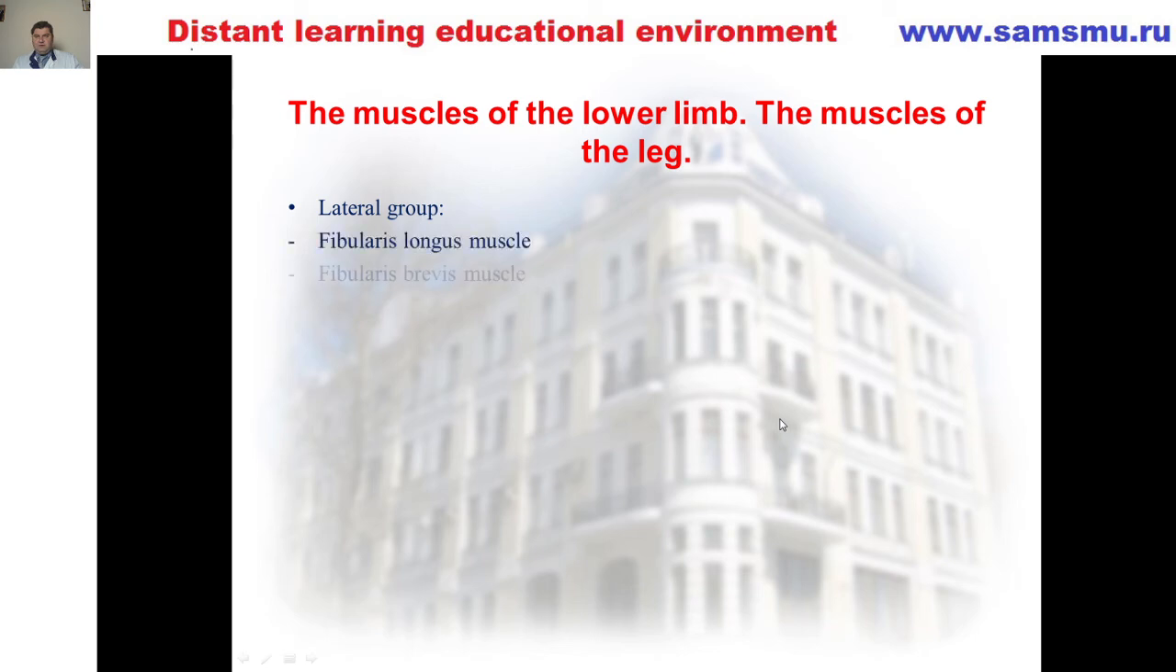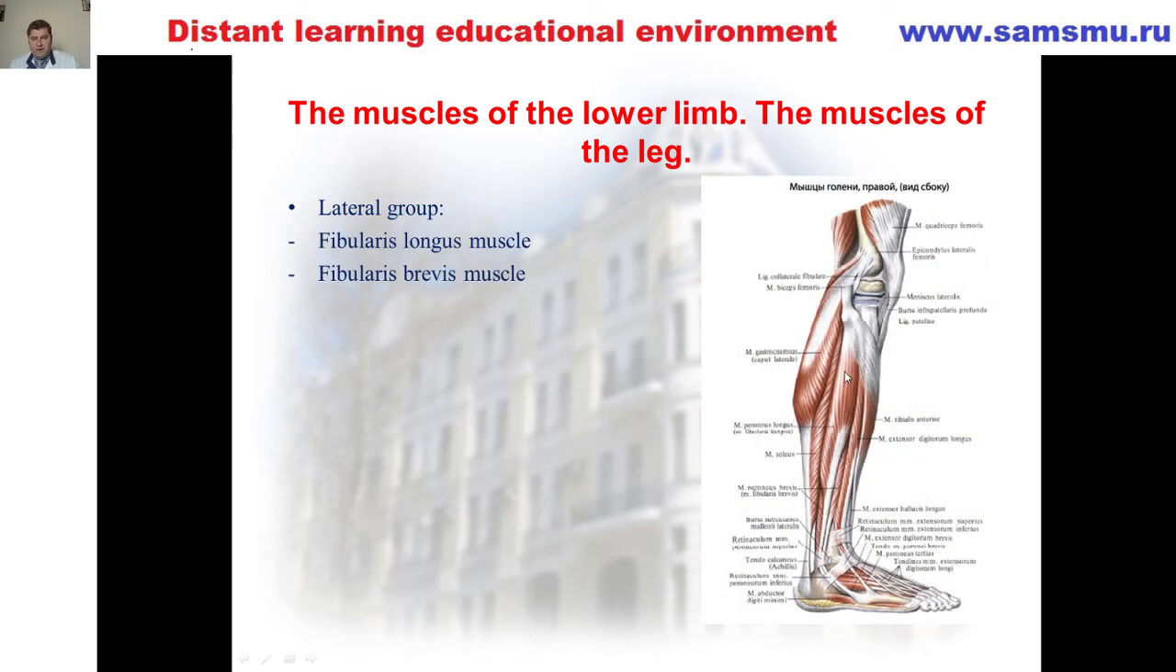Next, we'll talk about muscles of lateral group, and you may see two of these muscles on this picture. This is peroneus longus and peroneus brevis muscles. So, peroneus longus muscle lies superficially and arises from the head and proximal one-third of the lateral surface of the fibula and from the anterior and posterior muscular septa and the crural fascia.